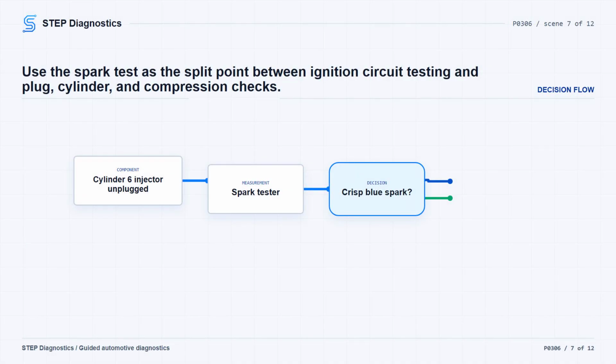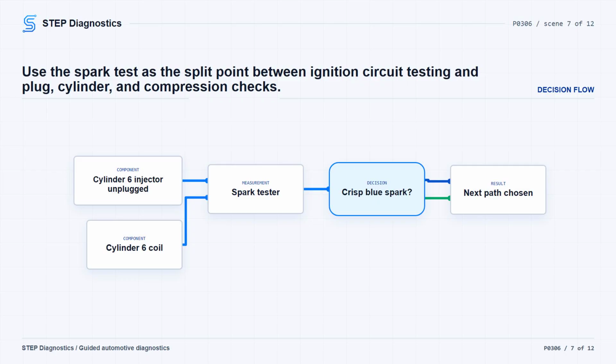Before moving from fuel to ignition, turn the ignition off, remove the fuel pressure decay tester and reconnect the fuel lines. Remove the ignition coil from cylinder 6, reconnect the coil connector, disconnect the cylinder 6 fuel injector connector, install a spark tester on the coil and crank the engine. You are looking for a crisp blue spark. If that spark is not there, the flow moves to the coil power and control circuit tests later.